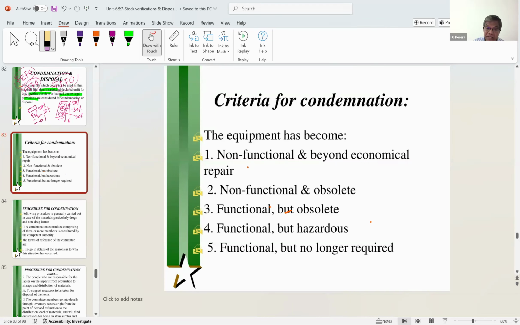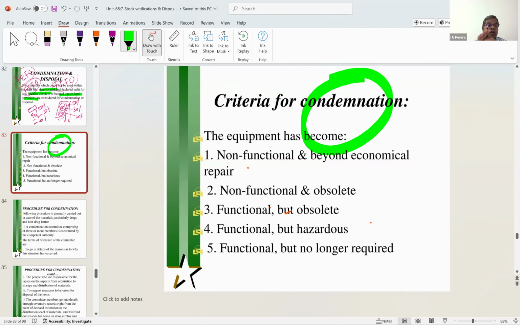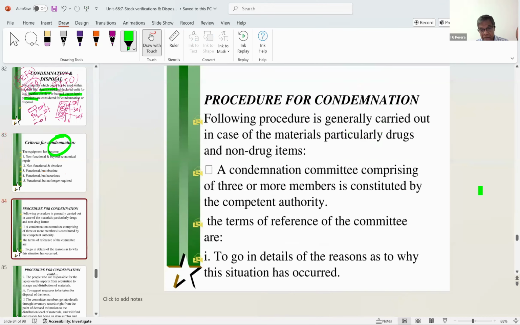Functional but may be hazardous, functional but no longer required. So these are some reasons you can think of for condemning. So what is the procedure then? You can't have a common procedure for all the organizations. As a private sector organization, you have to have your own procedure, or if you are a semi-government organization, you have to have your own procedure.